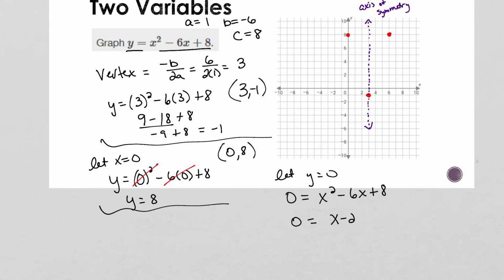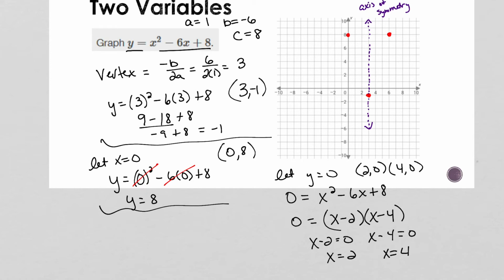It's x minus 2 and x minus 4. They multiply to be positive 8, but they add up to be 6, or negative 6, sorry. So then I've got x is equal to positive 2 and x is equal to positive 4. So I have x-intercepts at (2, 0) and (4, 0).